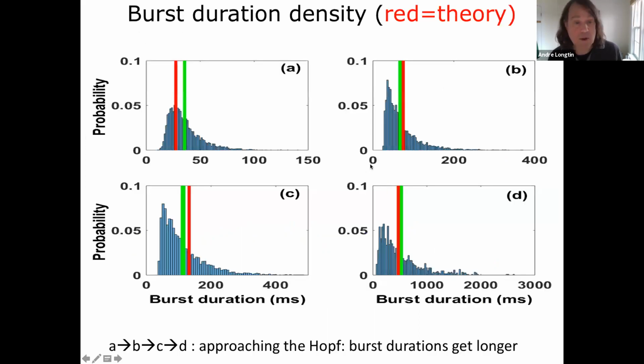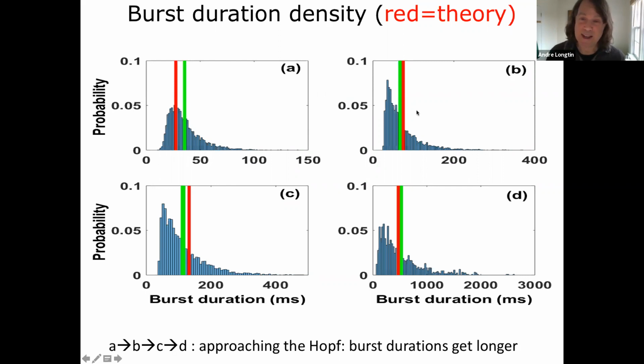So to go into detail here, the red is a theory and the green is the numerical experiment. So as you go from far away to closer and closer, you see that notice the scales are changing here, okay? So you're getting longer and longer bursts, and the theory is matching better and better as you're getting closer and closer.